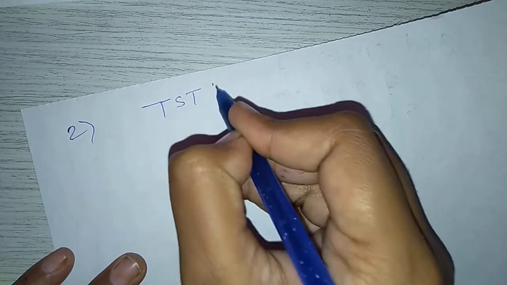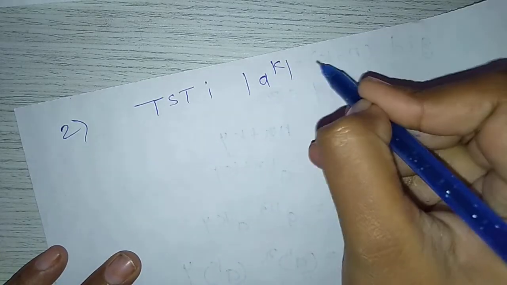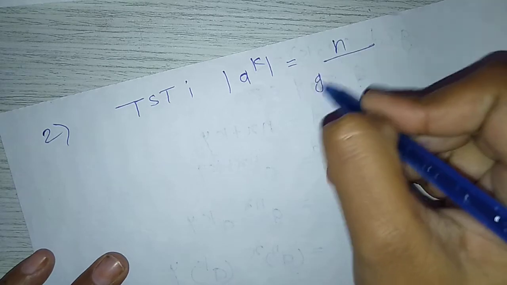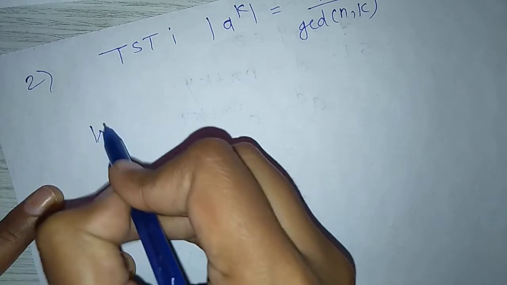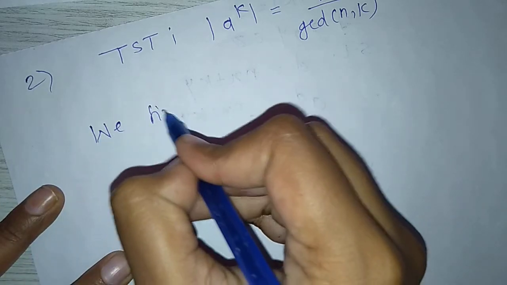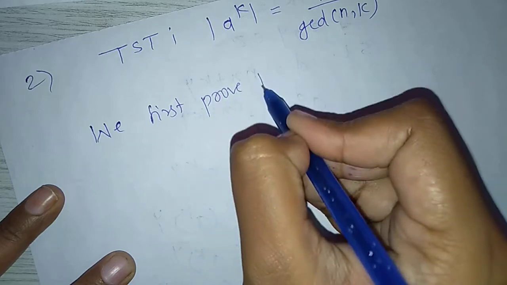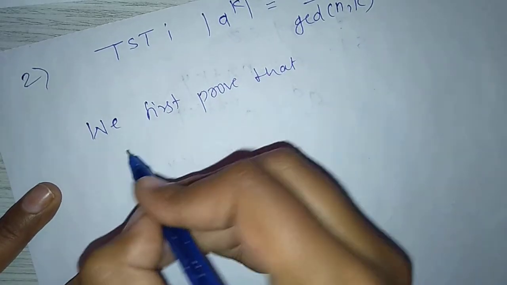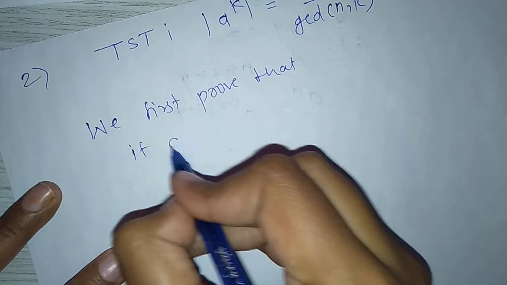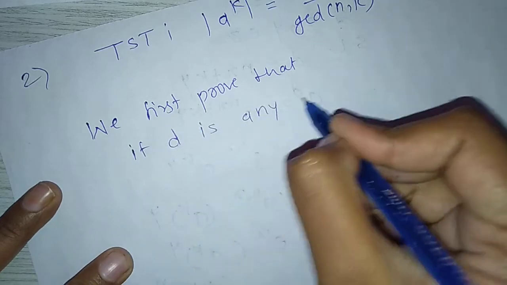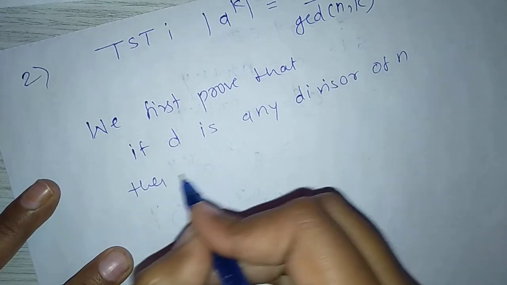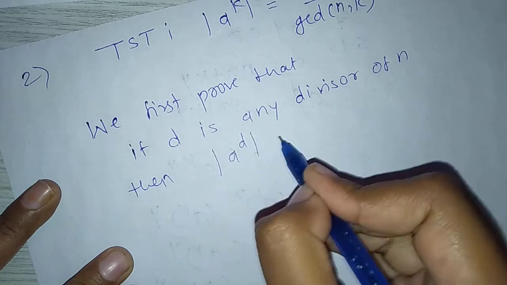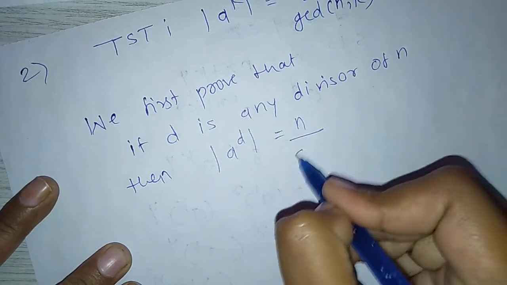Second, to show that the order of a raised to k equals n upon GCD of n and k, we first prove that if d is any divisor of n, then the order of a raised to d equals n upon d.